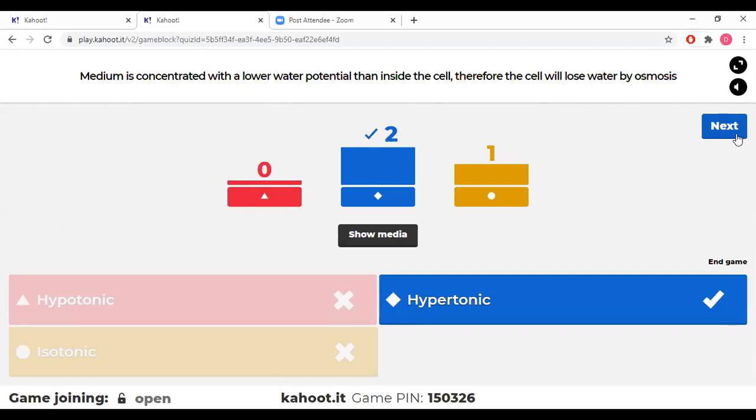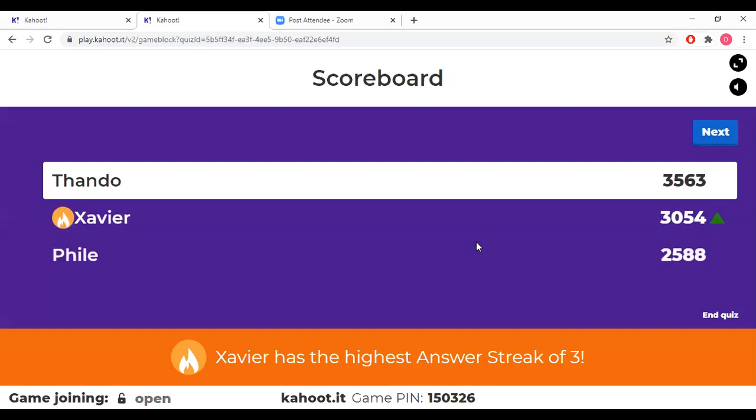Ne? So it's hyper, and the external medium. Hyper. So we refer to the medium. Xavier has the highest answer streak of 3. So that means he's been getting 3 answers correct in a row and he has moved up.